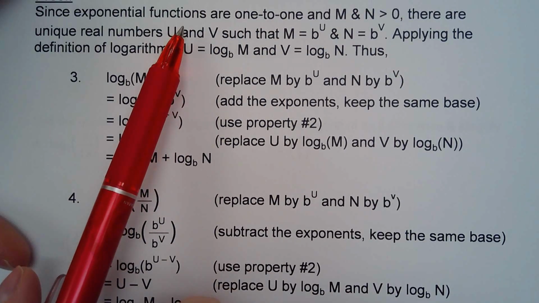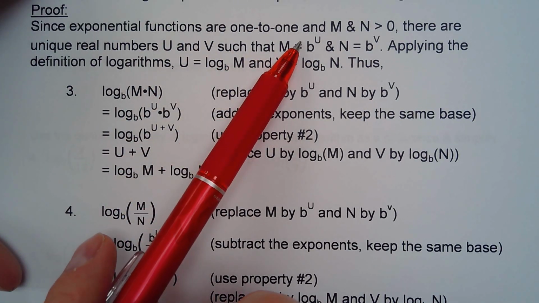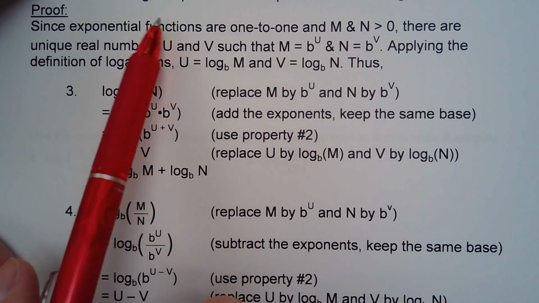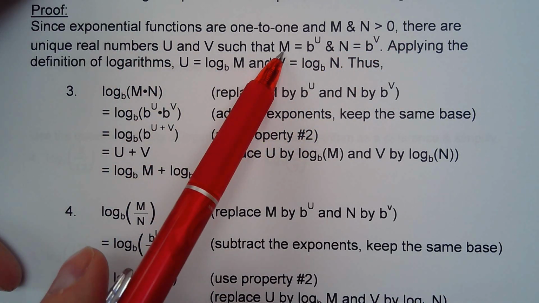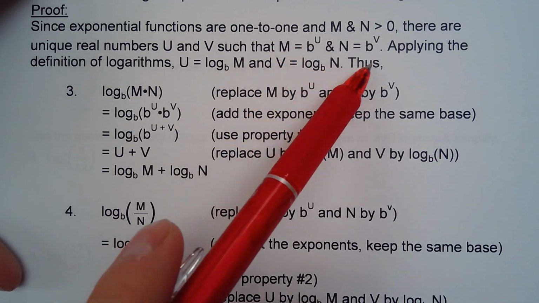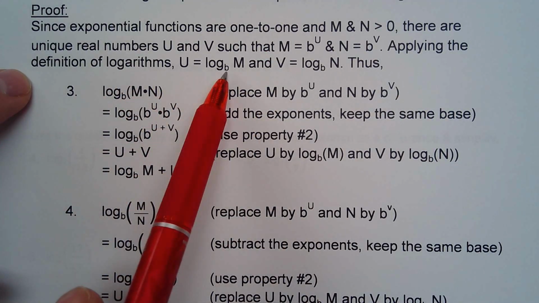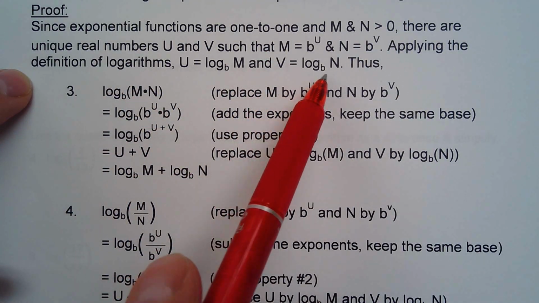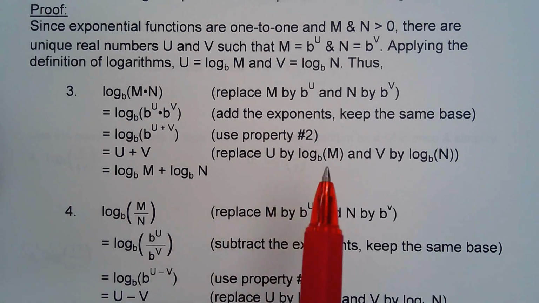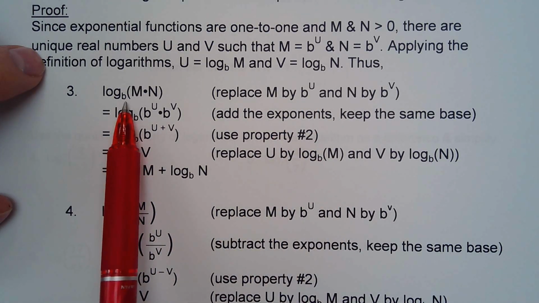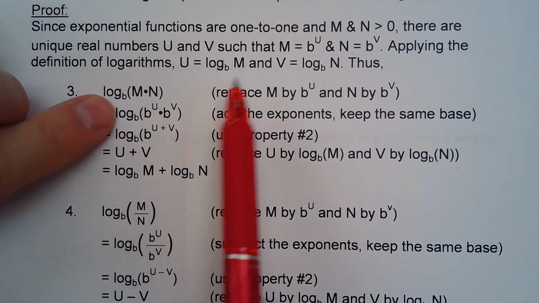Use the idea that exponential functions are one-to-one. If m and n are greater than 0, there are unique numbers u and v such that m equals b to the u and n equals b to the v. And you apply the definition of logs. u equals log base b of m, v equals log base b of n. So if I do log base b of m times n, I'm going to substitute this in.